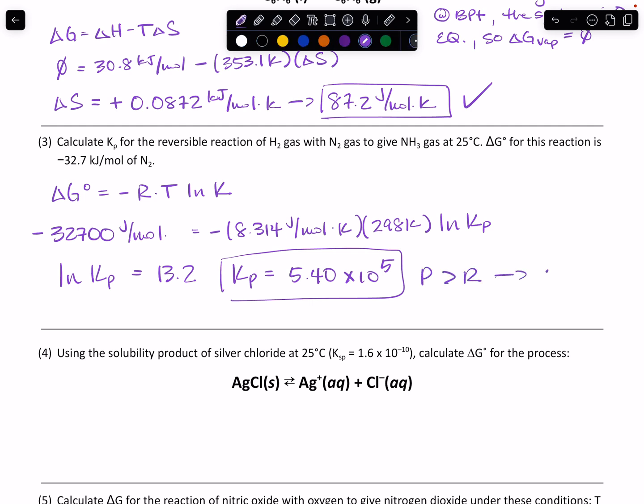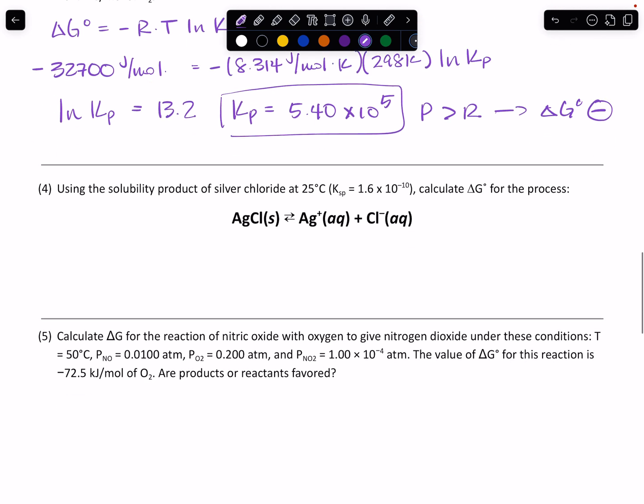Why does that make sense? Because delta G here is negative. Delta G being negative means that the forward reaction is favored. So we should see more products than reactants at equilibrium.